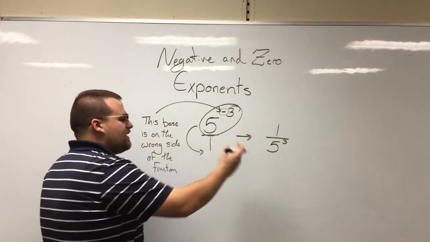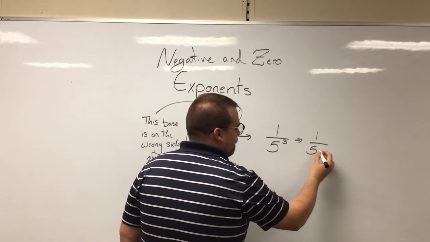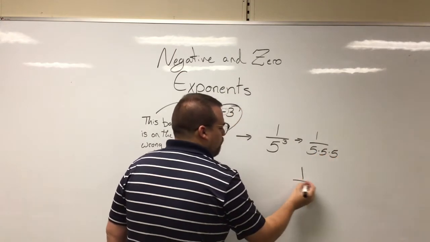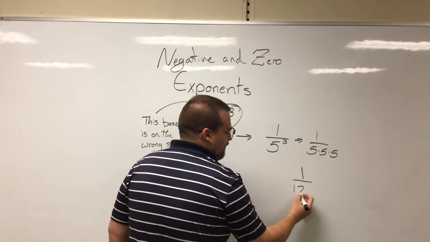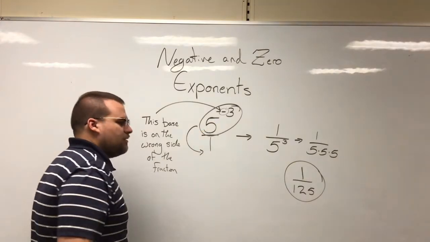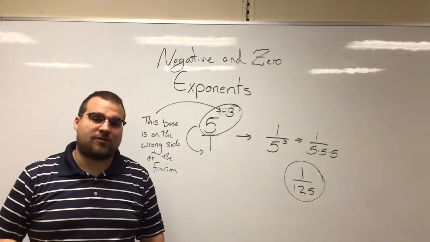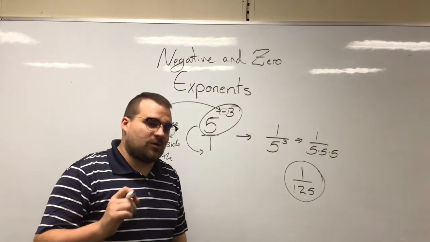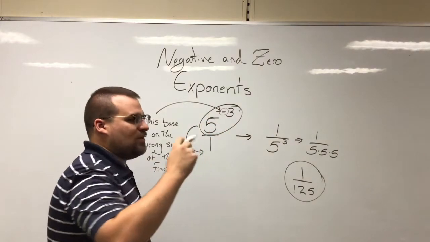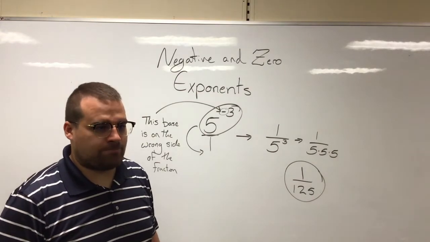So we can solve this at this point by saying, well, 5 to the 3rd is 5 times 5 times 5. So it may as well be 1 over 5 times 5 times 5, or 1 over 125. That's the actual numerical equivalent of 5 to the negative 3rd. So the really big thing to remember here is that a negative exponent means we flip the side of the fraction that number is on.